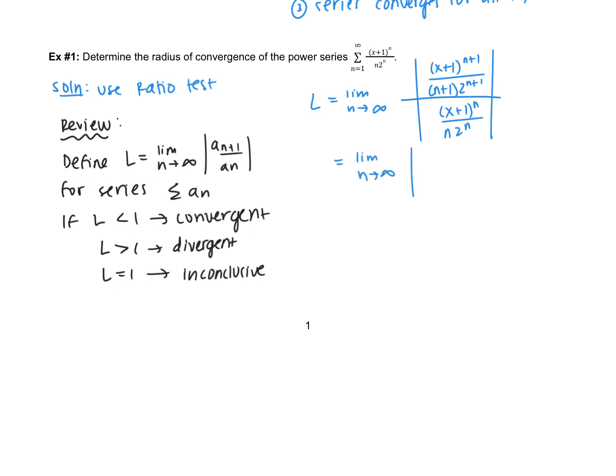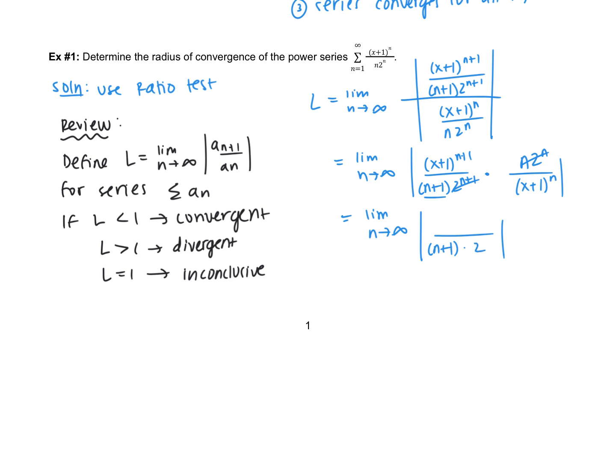So what I can do is rewrite this as the product of the two fractions. So I have (x plus 1) to the n plus 1 over (n plus 1) times 2 to the n plus 1. And then I have n times 2 to the n over (x plus 1) to the n. Okay, so doing a little bit of simplifying here, this is the limit as n approaches infinity. So what I'm going to have is this n plus 1 in the denominator. And then the 2 to the n plus 1 and the 2 to the n is going to leave me with a 2. In the numerator I have n, and I have an x plus 1.